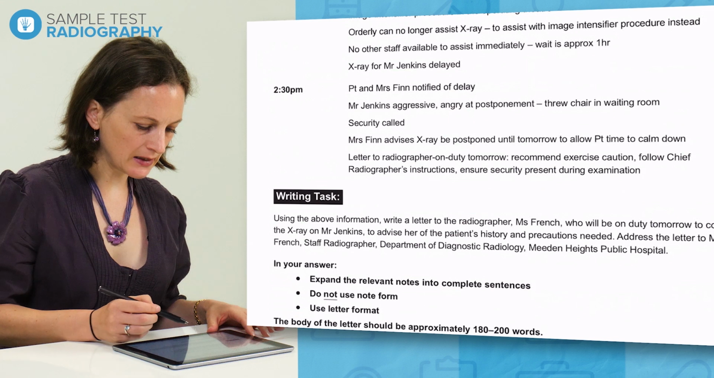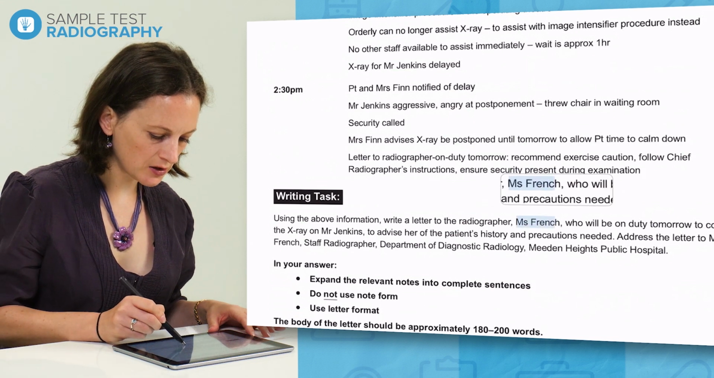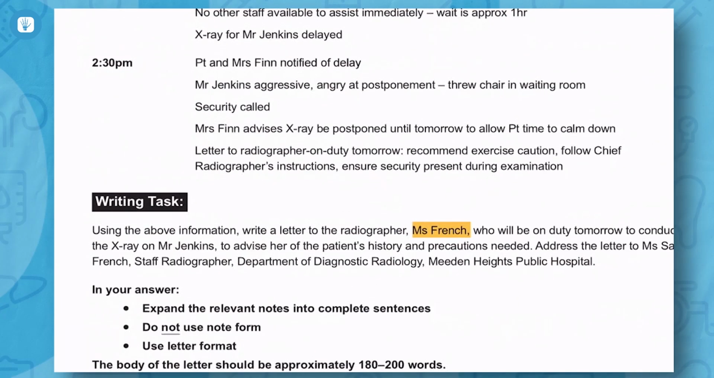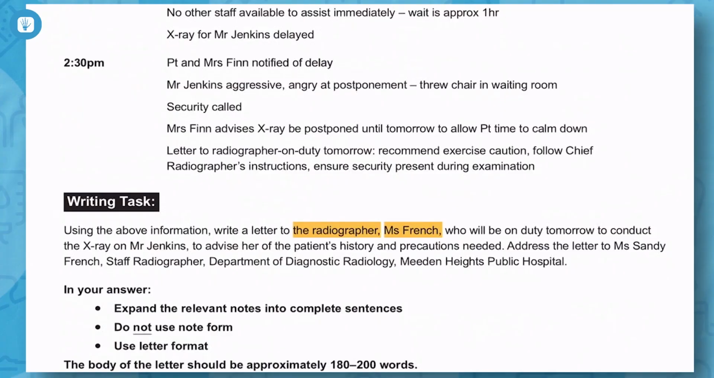So here we can see that we're writing to Ms. French, who is the radiographer. What are you writing to her about? So we can see that she will be on duty tomorrow and she will conduct the X-ray on Mr. Jenkins. We need to advise her of the patient's history and precautions needed.